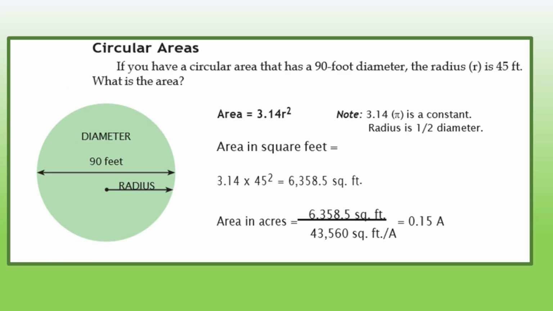And then there's everybody's favorite, circular areas. I can tell you, all these calculations can be tough for a lot of people, especially those who are new in the industry. Circular areas are the ones I see people struggle with the most. So when we look at circular areas, you need to know, if you have a circular area that has a 90-foot diameter, the radius, or R, is 45 feet.